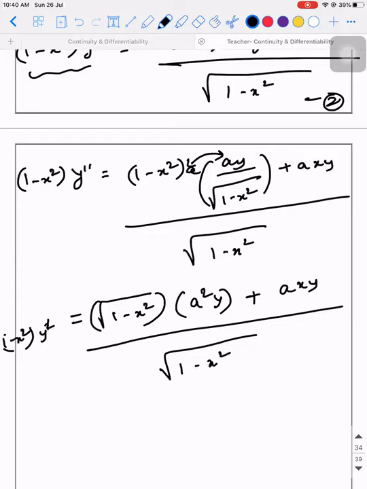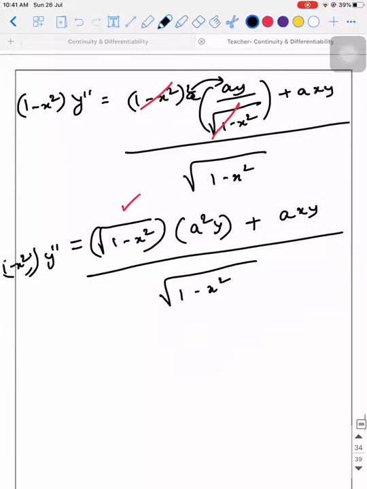Sir, into root of 1 minus x square, where? axy into root of 1 minus x square. No, it is cancelled, because I cancelled it. Okay, yes, sir. I cancelled this and this. So I got this root of 1 minus x square, so I got rid of it. So I'm splitting this root of 1 minus x square to each term.